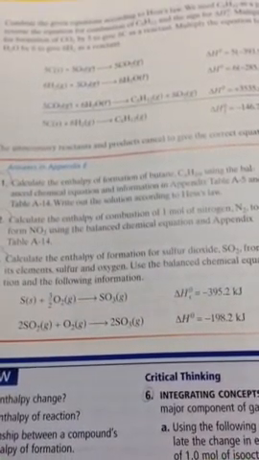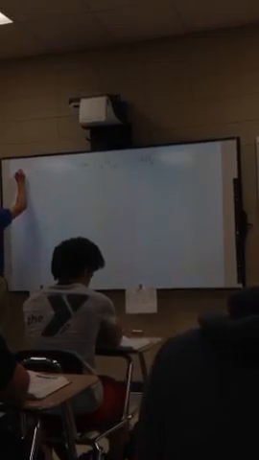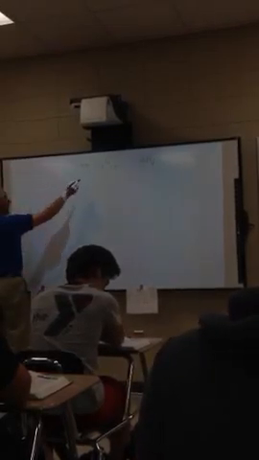Delta H sub F is the energy involved in the formation of how much? 1 mole. 1 mole of what? Compound. Compound from its elements. Those elements must be in their most stable state. So we will make this from the elements, 4 carbons and 5 H2.